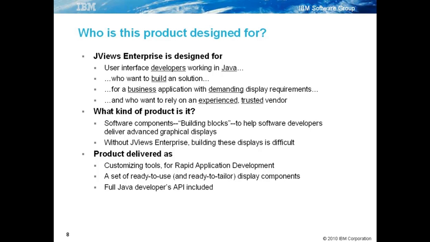JViews Enterprise is a product delivered with 6 point-and-click editors for quickly customizing the display components. It also includes the display components, or building blocks themselves, and also a full Java API. All of this ensures that developers get up to speed quickly, can use the building blocks as is or easily tailor them, and can drop down to the API level if they need to further customize the look or behavior.